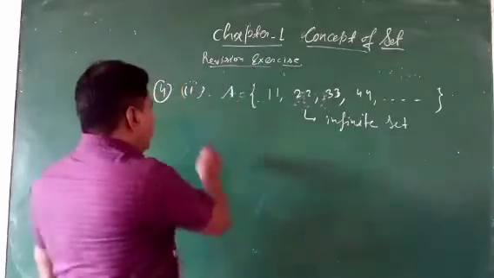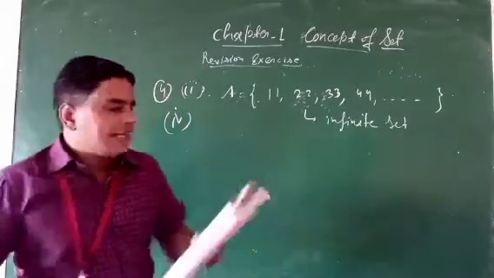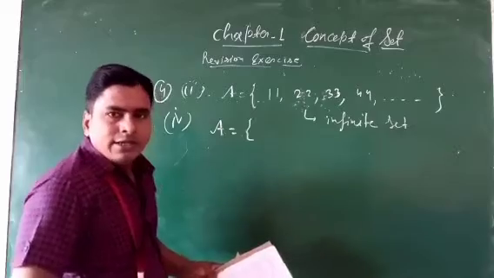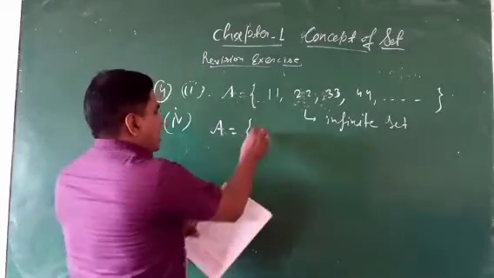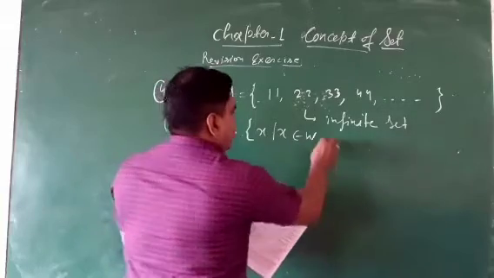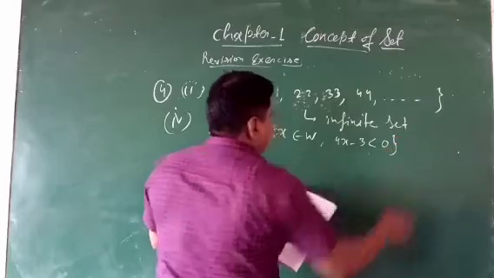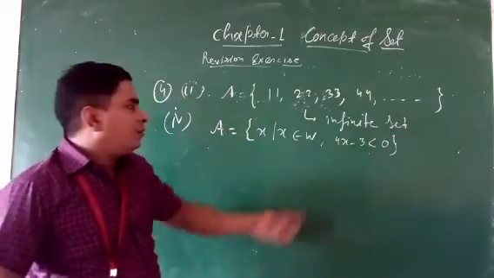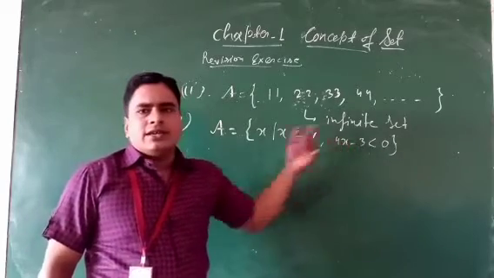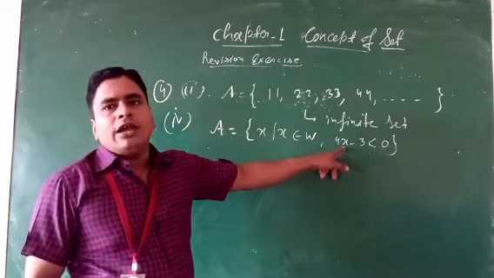One more I will tell. Fourth part. A set is given. A is equal to {x such that x belongs to whole number where 4x minus 3 less than 0}. Here we have to write all the values of x which satisfy this condition, so solve this expression and find the value of x.